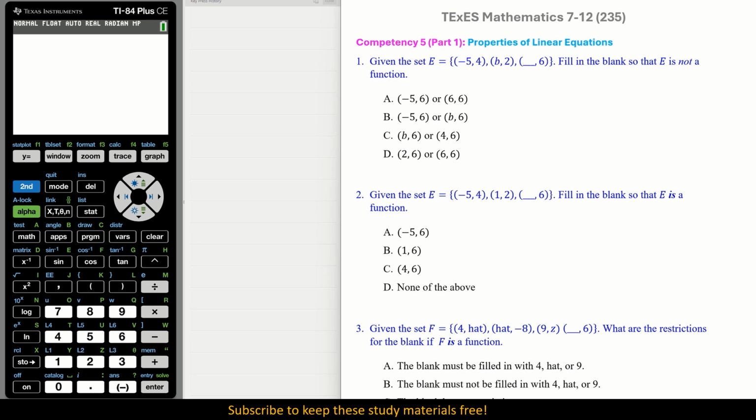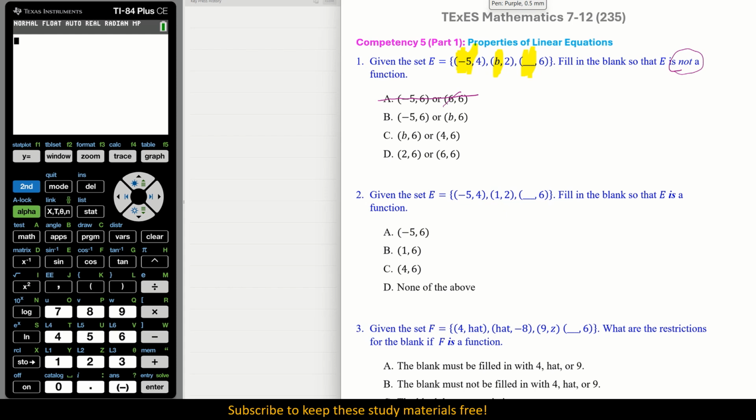Number 1, given the set E equals this list of ordered pairs, fill in the blank so that E is not a function. If you want it to not be a function, you need to repeat the x values. So we're only looking at the x values. If it repeats, we have either -5 or b. That's what we need because we don't want a function. We have -5 on A, but the second one won't work. We need B. So mark that out.